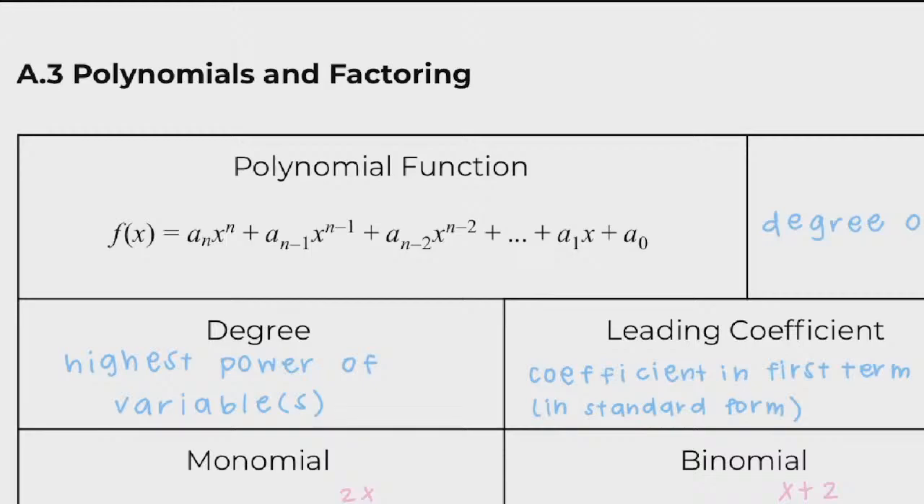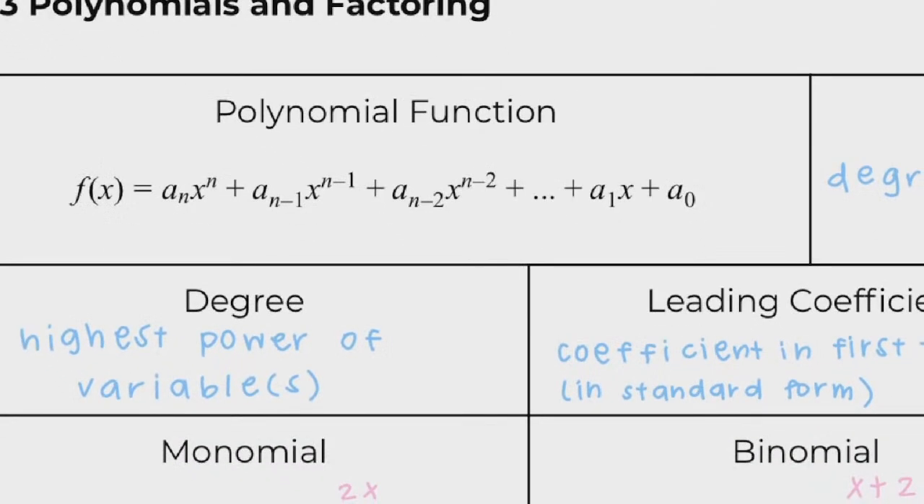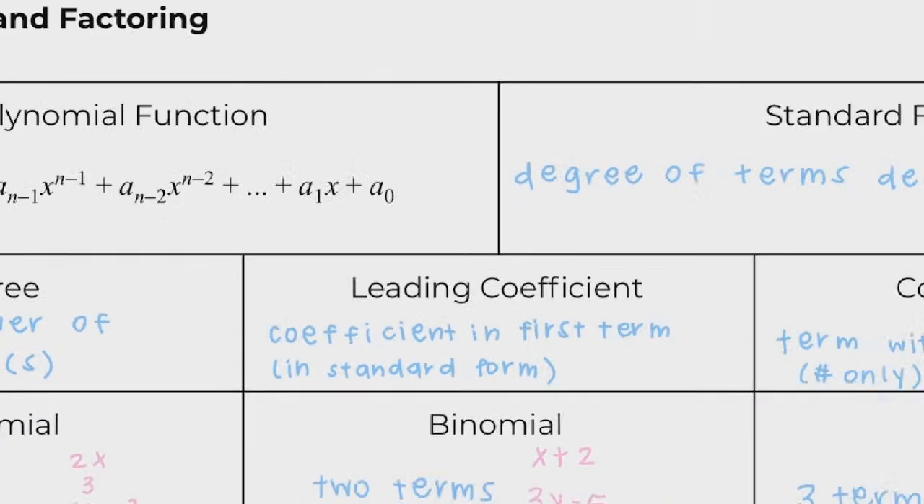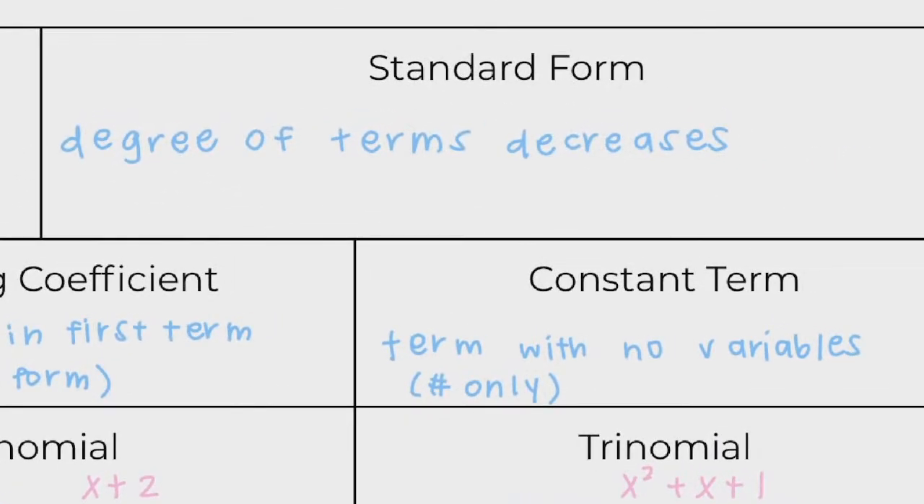Hello, today I'll be going over A.3, which is polynomials and factoring. So here's what a polynomial function looks like. N could be any number, and you just want to make sure that you write the answer with decreasing degrees, and that's what standard form is. The degree of the terms decreases. So we're looking at the exponents of the variables, and we want to make sure that that decreases.